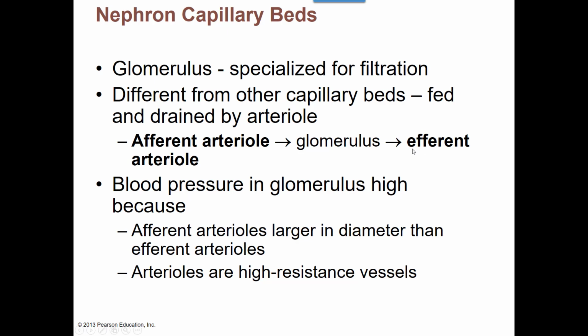Now, we have to have that high blood pressure in there, enough pressure to push the blood through that filtration membrane to make filtrate. And there are a couple things that help create that high blood pressure. One of the biggest is that your afferent arteriole is larger or wider than your efferent arteriole. See if I can find a picture that's going to show that well.